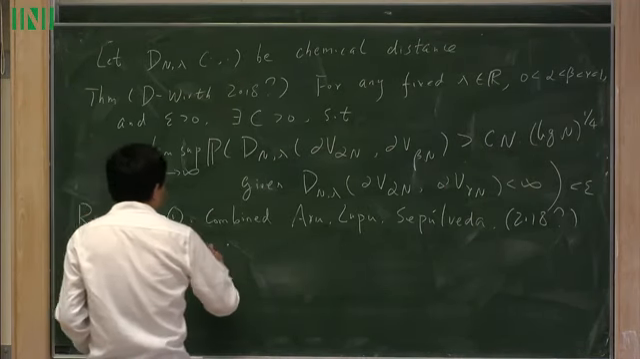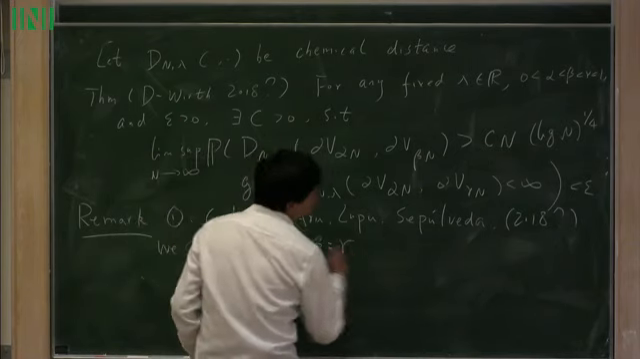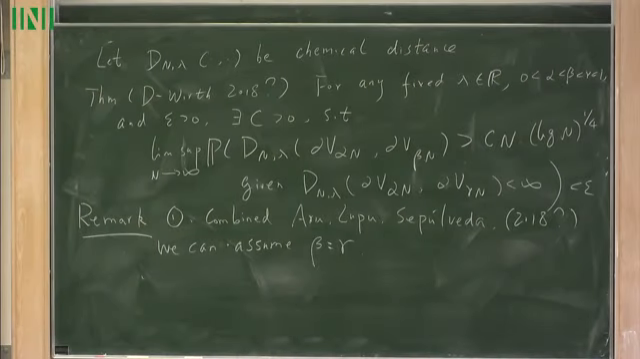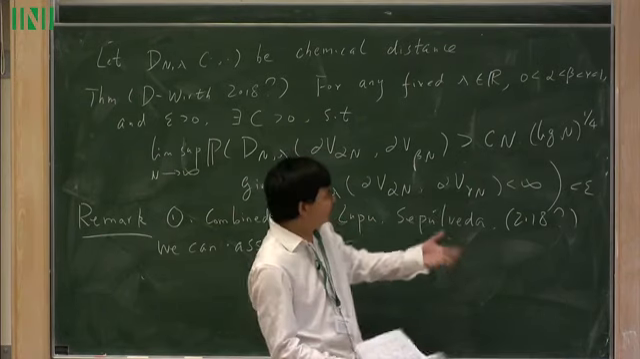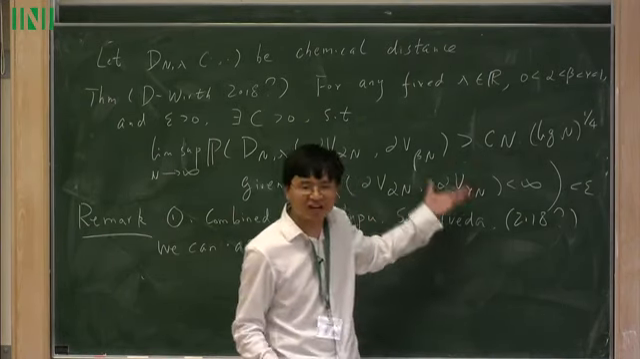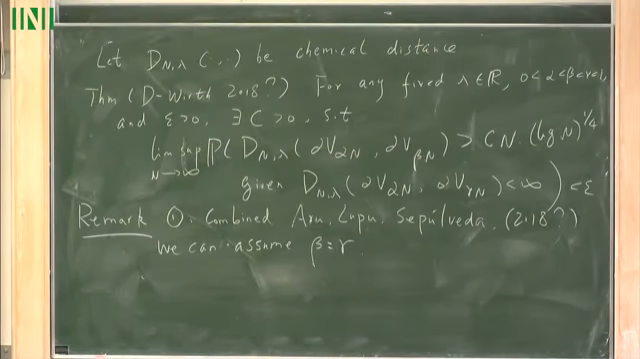Then we can assume beta equal to gamma. Because if we know that this event occurs with roughly similar probability if beta and gamma are close to each other, then you can just replace beta by gamma by taking a limit.